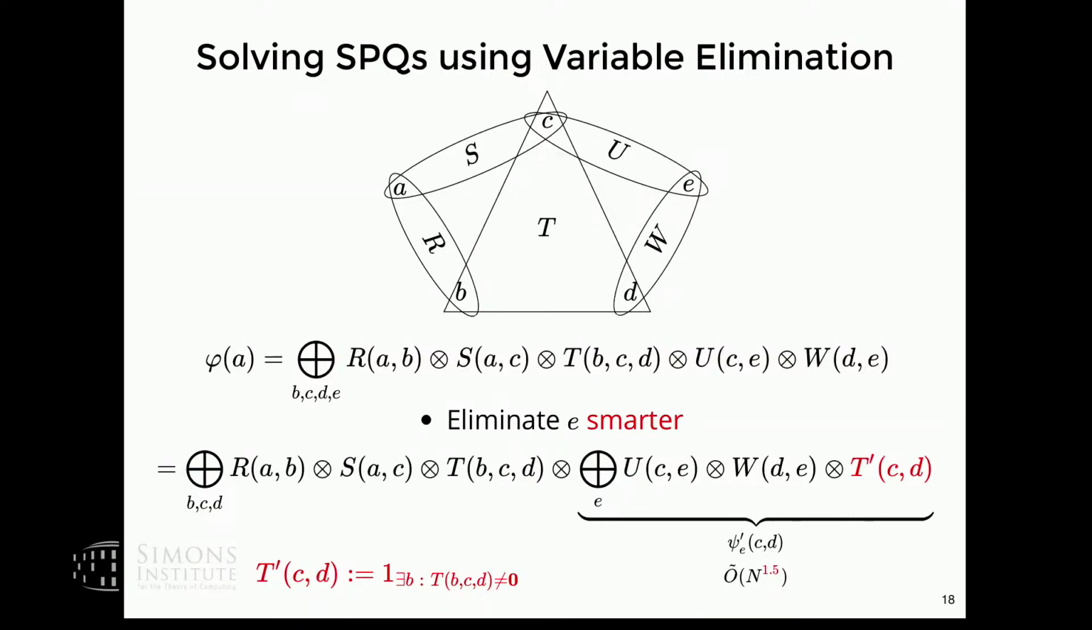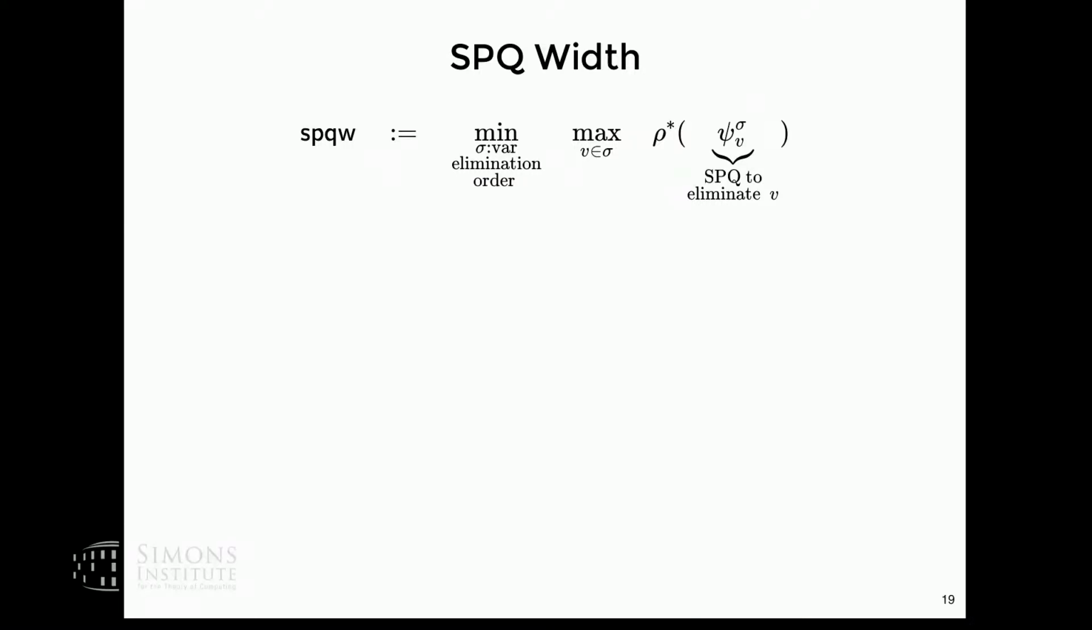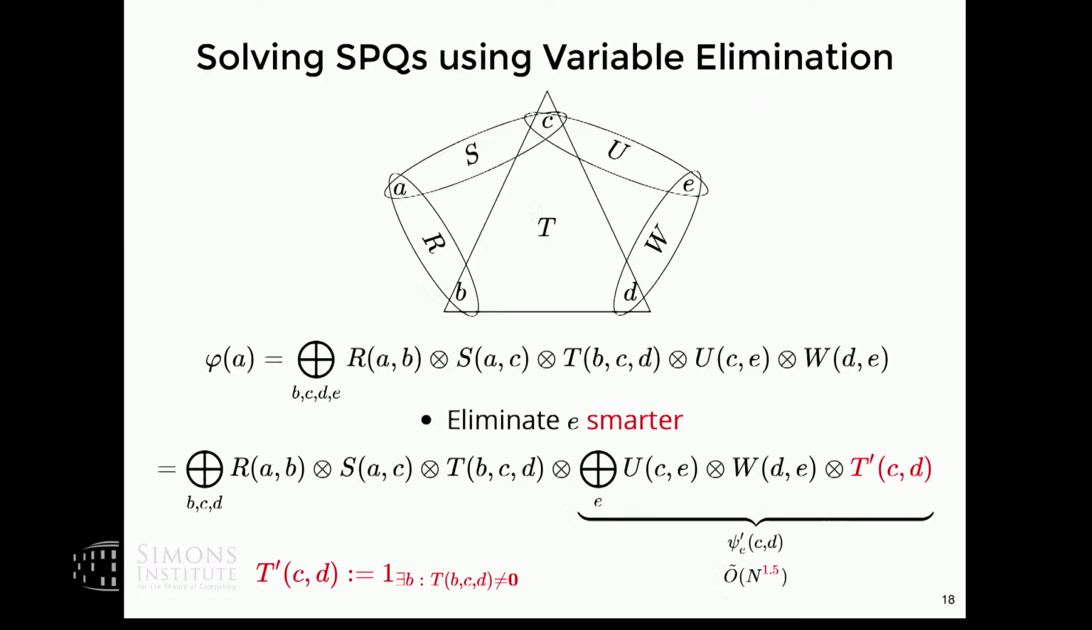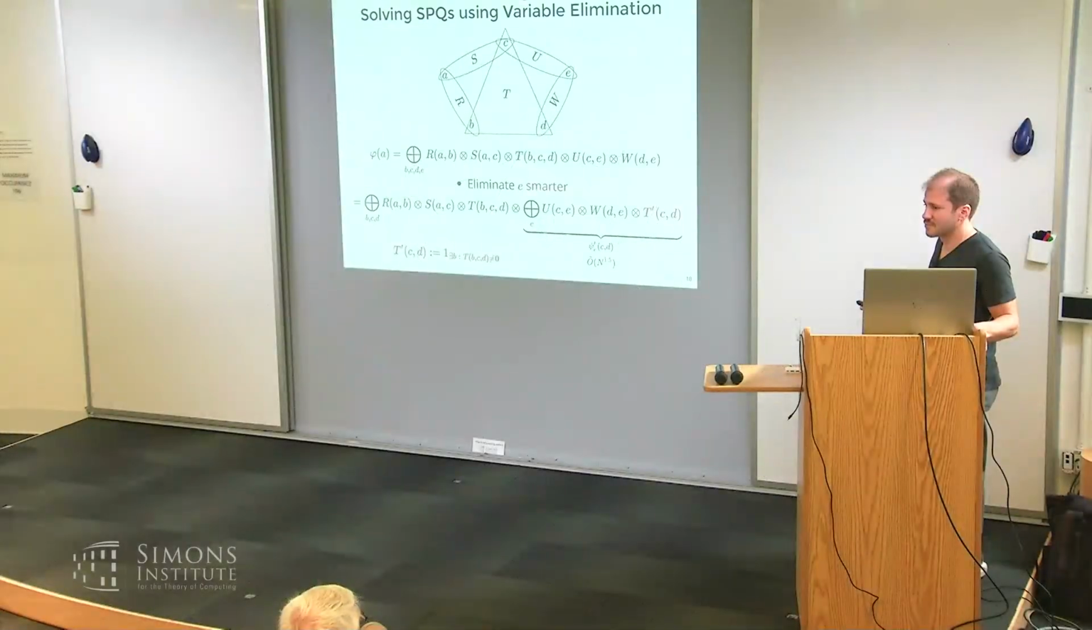And now the question is, how do we measure the runtime for a strategy like this to solve sum product queries? Yes? Do you have some way to figure out which order would be better for eliminating the variables? How do you know? Do you have some method by which you know that you should eliminate E first?